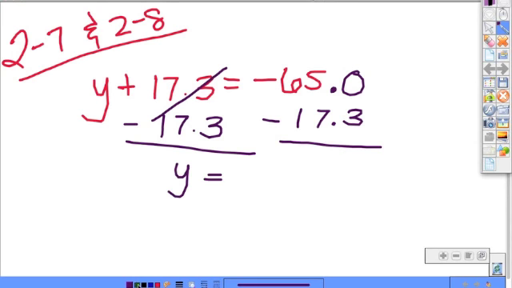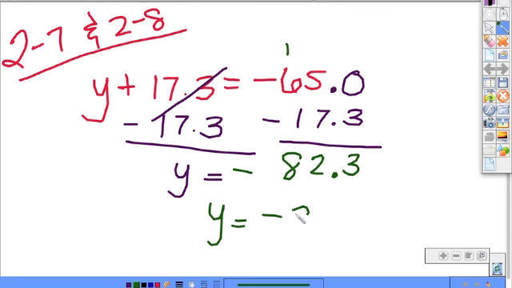So now we need to solve this equation over here. So we have 0 take away 3. Oh, wait, first, do they have the same sign? Yes, so we keep the sign and we add. So I'm glad I saw that. 0 plus 3 is 3. Bring down the decimal. 5 plus 7 is 12. Carry the 1. 1 plus 6 is 7. 7 plus 1 gives me 8. So y equals negative 82.3.